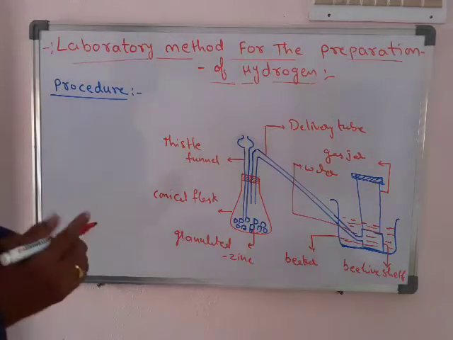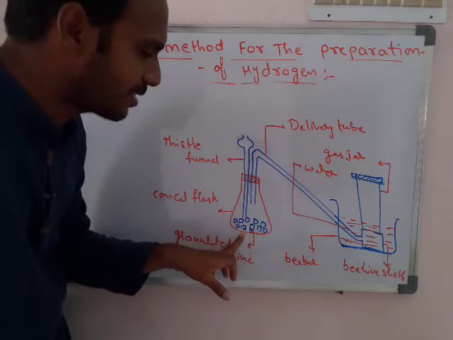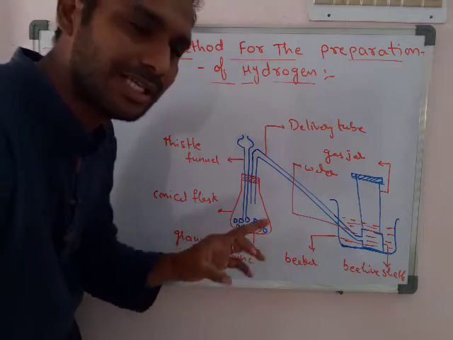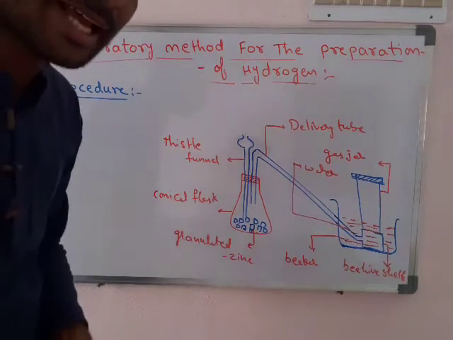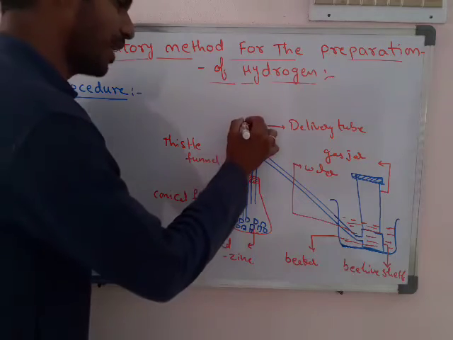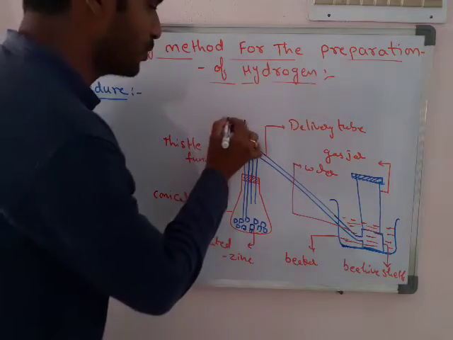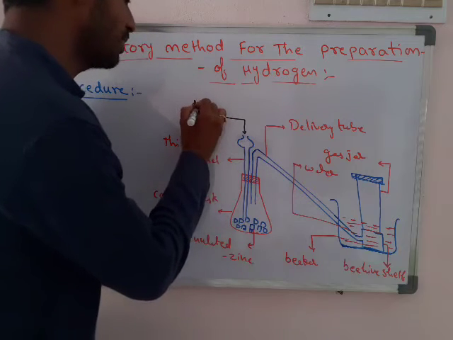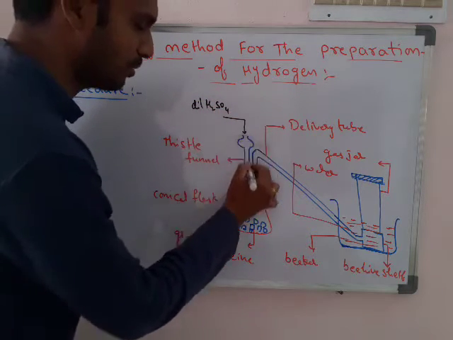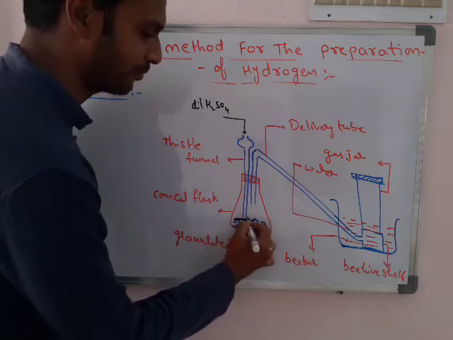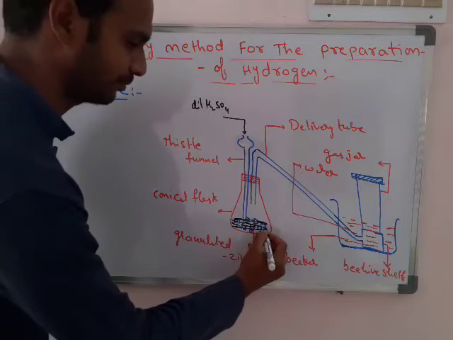So this is about the apparatus. Just take a conical flask and take a few pieces of granulated zinc, and then add dilute sulfuric acid from. Actually, what is the purpose of the thistle funnel? So the thistle funnel use is, through this we pour dilute H2SO4. Okay, we add dilute H2SO4 here.